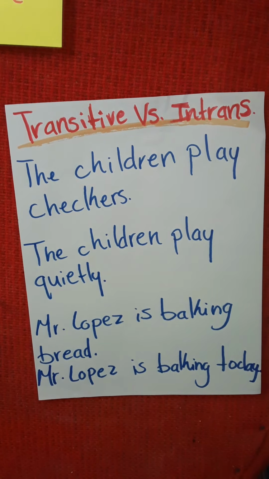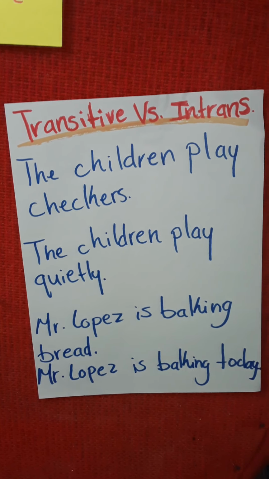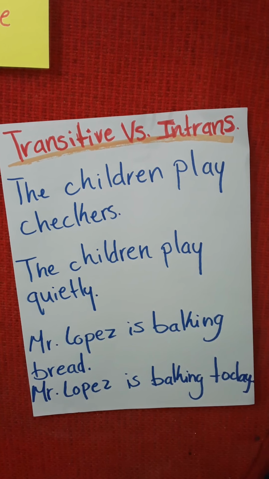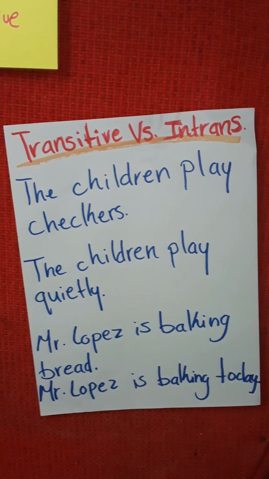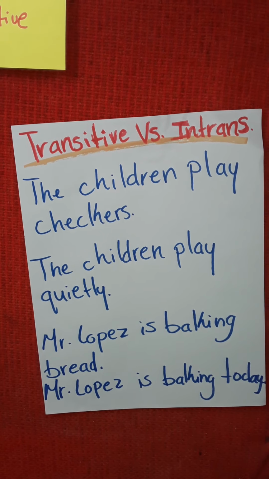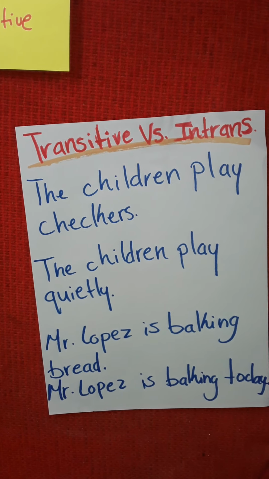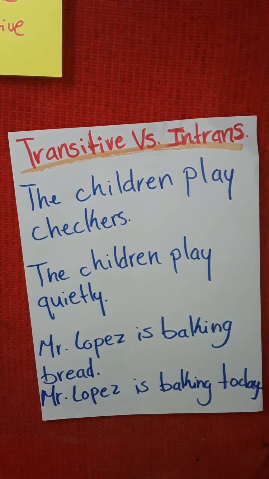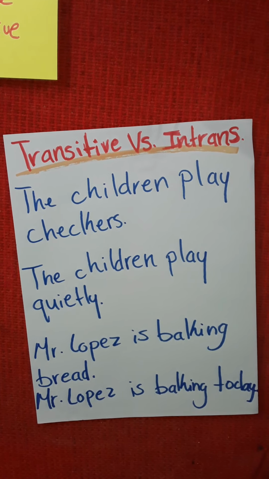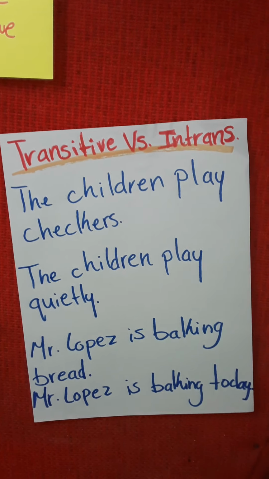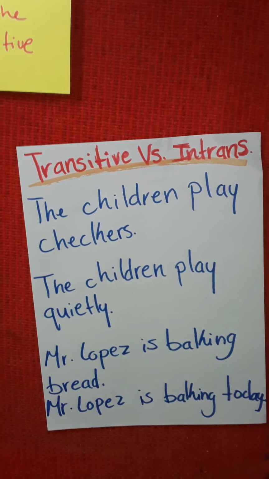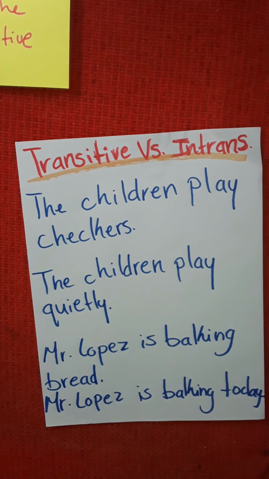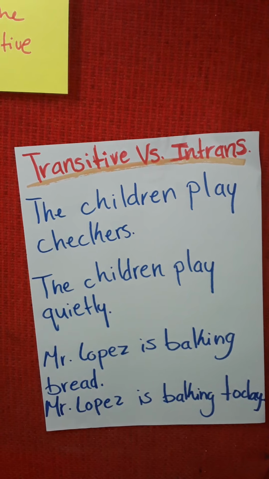Now, these are verbs that are the same but can be either transitive or intransitive depending on how they are used in a sentence. So the first sentence is the children play checkers. We have children as a subject and play as the verb. And do you think checkers is an object? It's a noun. Is the verb being transferred to checkers? Yes. So we have checkers as the object.